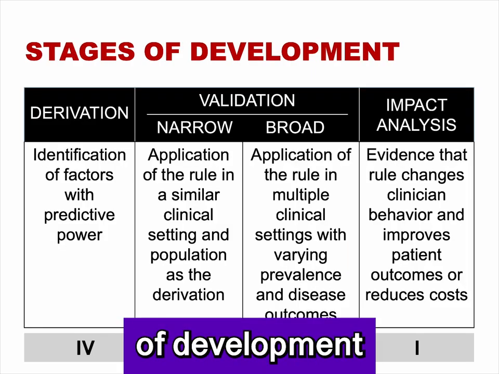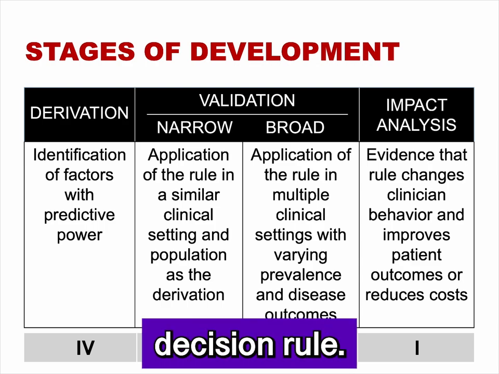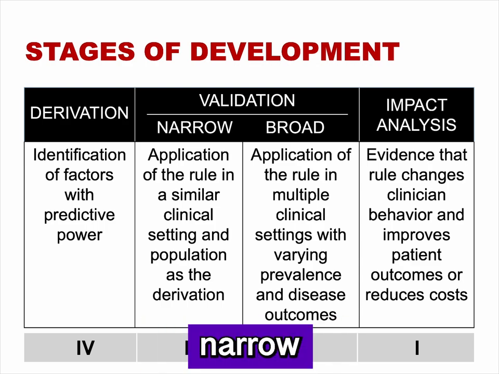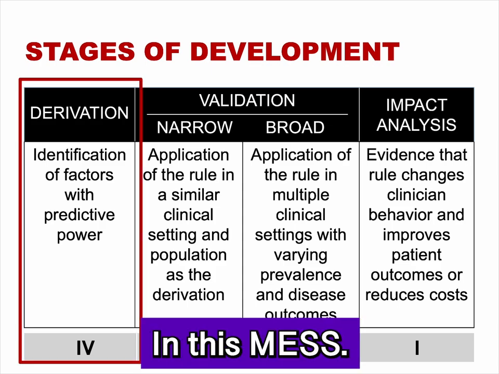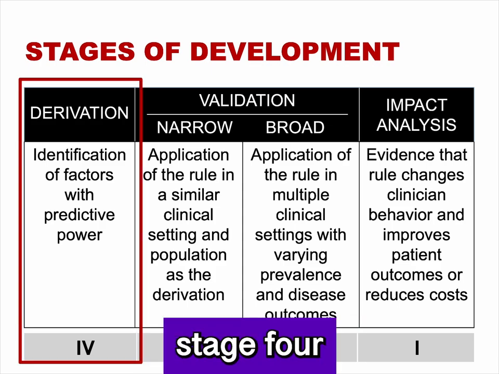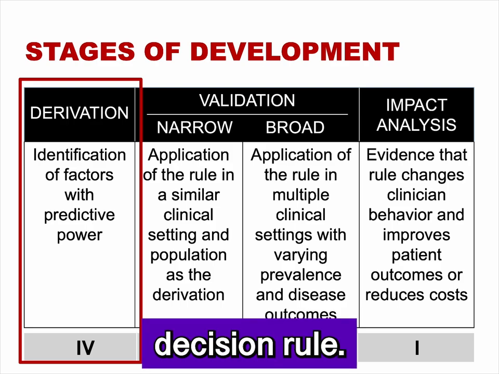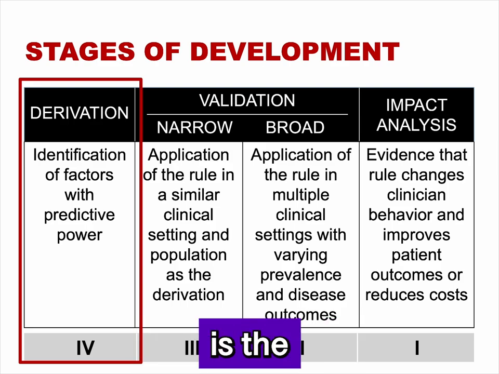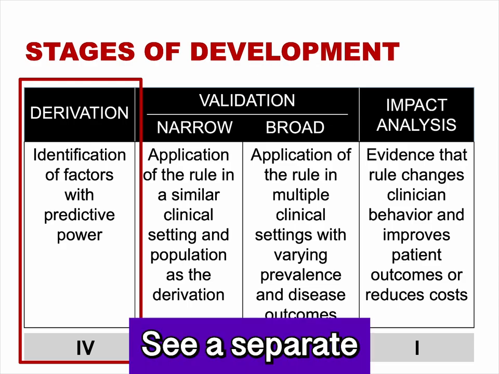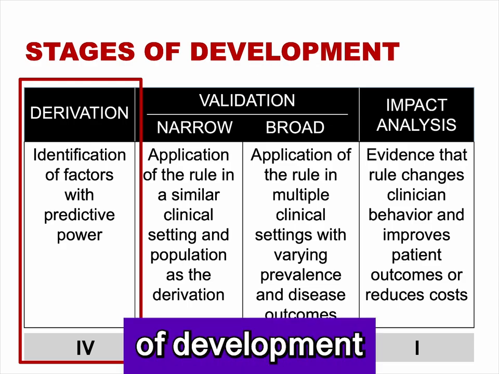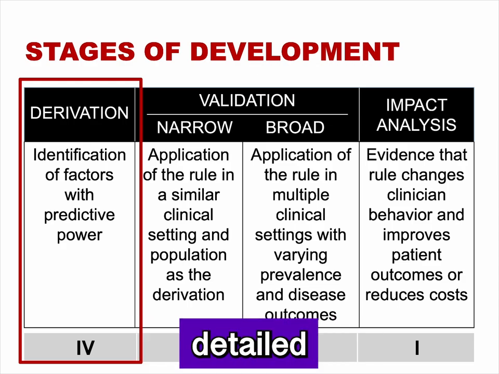There are 4 stages of development for a clinical decision rule. These are derivation, narrow validation, broad validation, and impact analysis. In this MESS Mini, we'll focus on stage 1, or the derivation of a clinical decision rule. The derivation is the identification of factors predictive of the outcome. See a separate MESS Mini on clinical decision rule stages of development and applicability for a more detailed explanation of these topics.